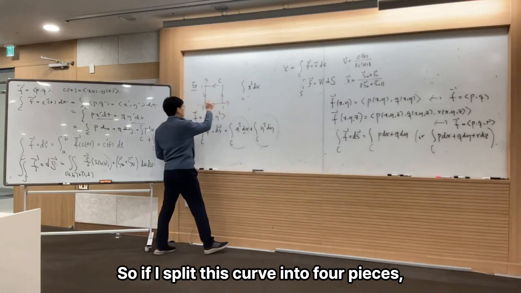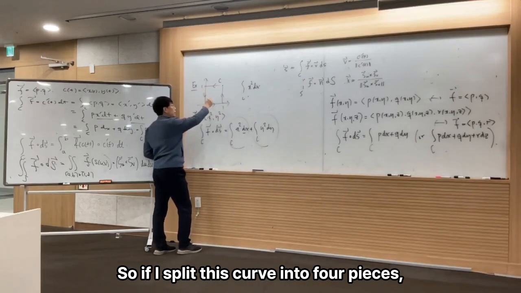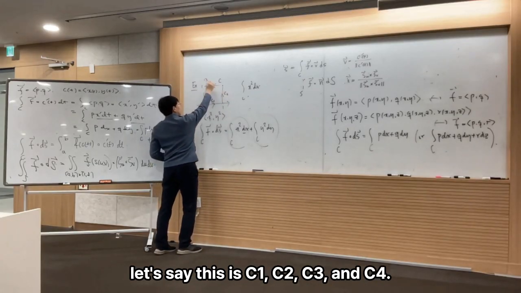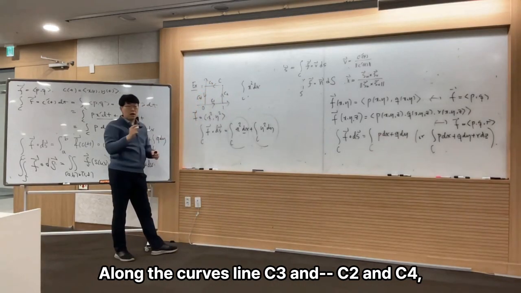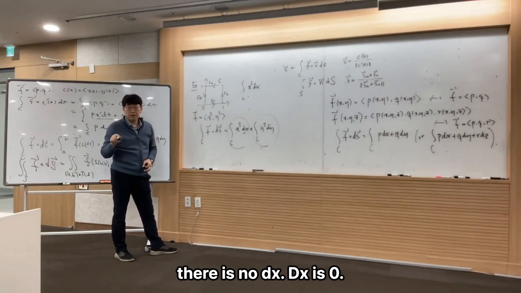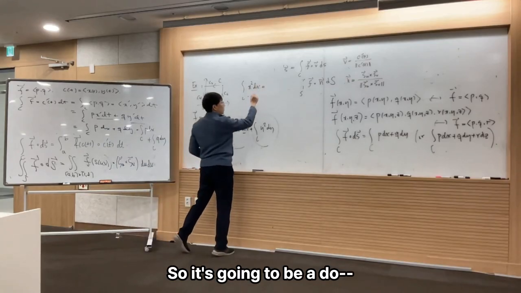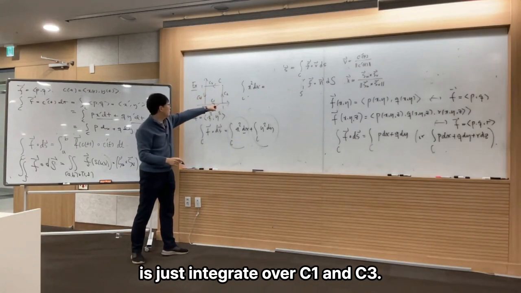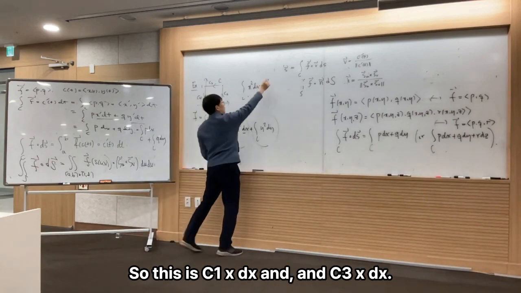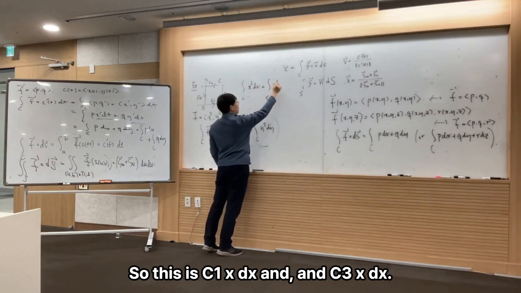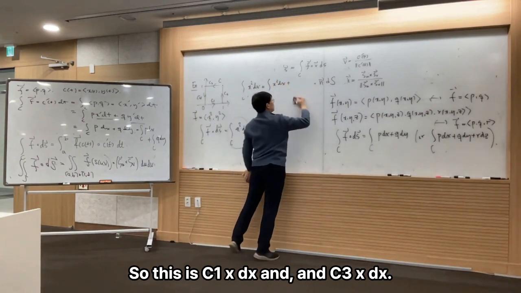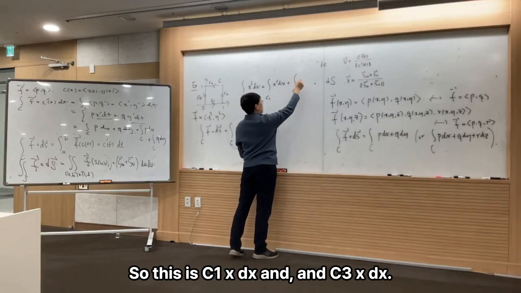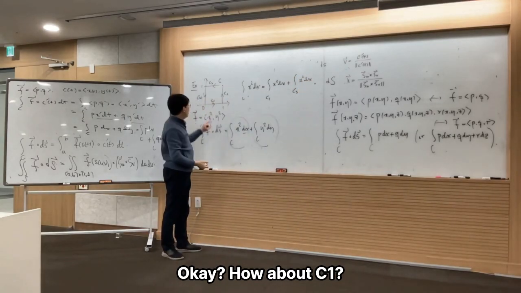So if I split this curve into 4 pieces, let's say this is C1, C2, C3, and C4, along the curve line C2 and C4, there's no dx. dx is 0. So it's going to be automatically 0. So all we need is just integrate over C1 and C3. So this is C1 x dx and C3 x dx. Okay?